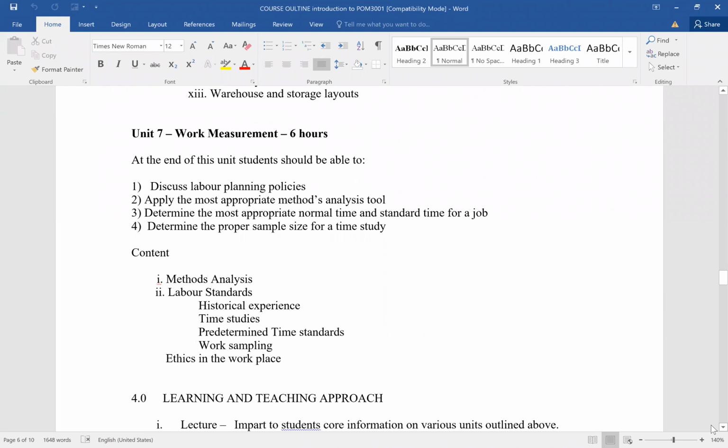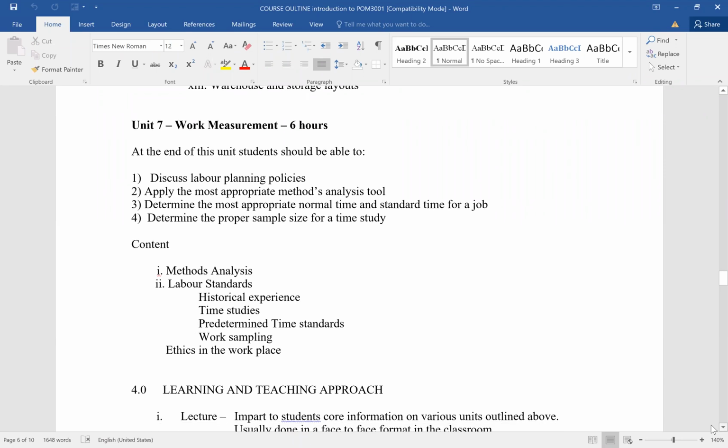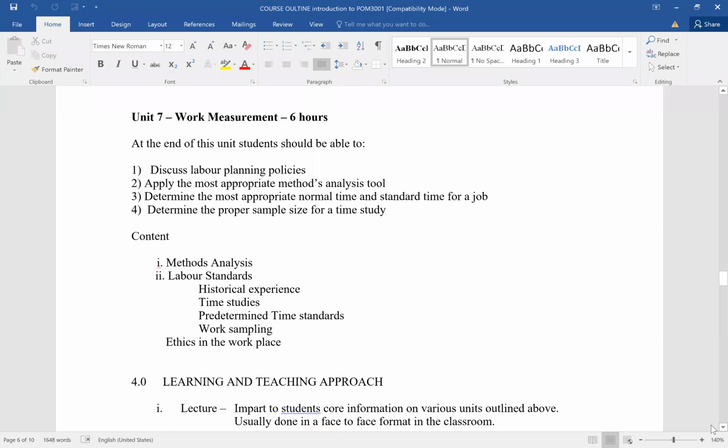And again, we want to be looking at some ethics in the workplace. Ethics have become a very important part of the operations manager's repertoire that he has to be able to work around and handle. Work ethics or ethics in the workplace, honesty, that kind of thing, right?